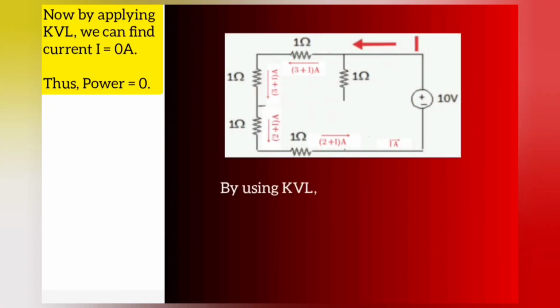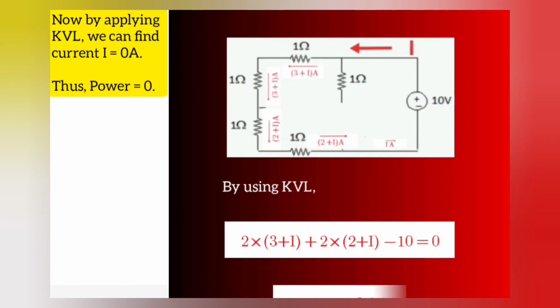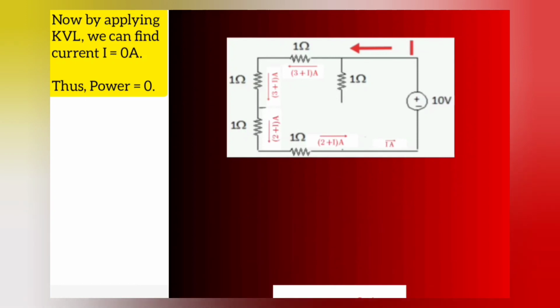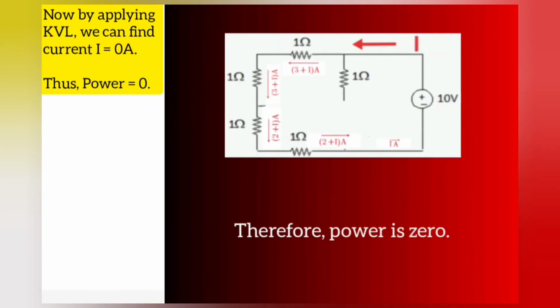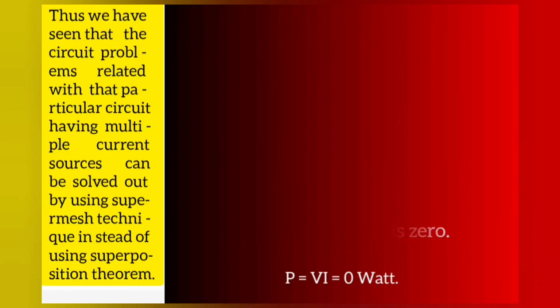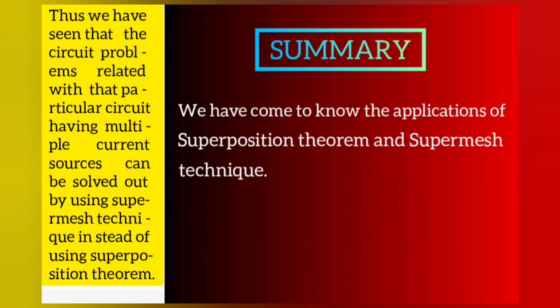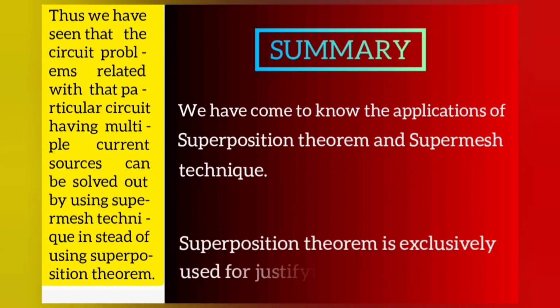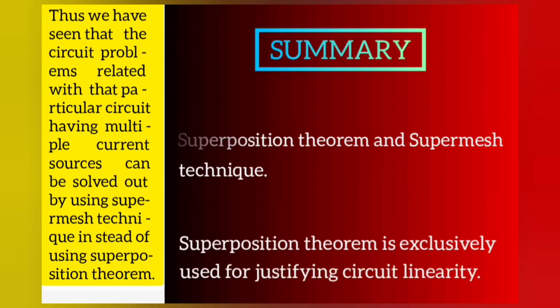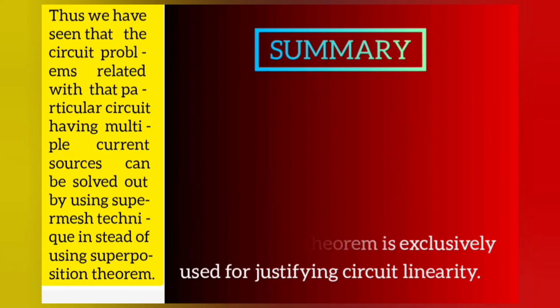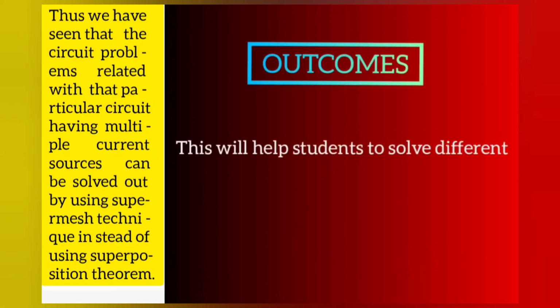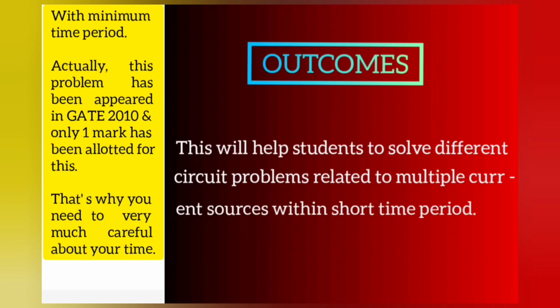Now by applying KVL, we find the current I equal to 0 ampere. Thus, power equals 0. Thus, we have seen that circuit problems with multiple current sources can be solved by using the supermesh technique instead of the superposition theorem, in minimum time.